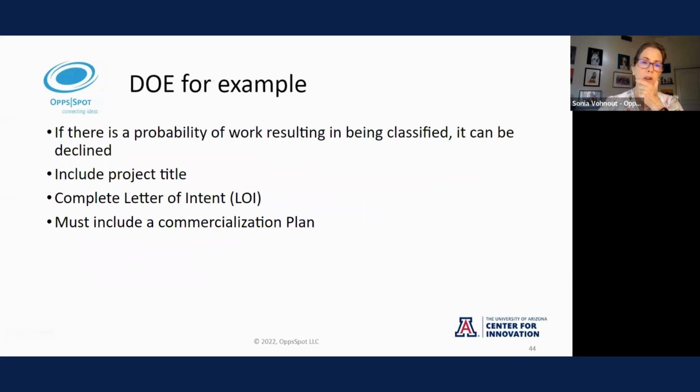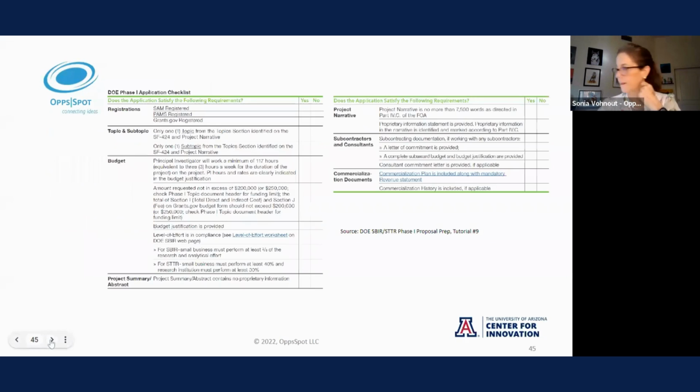So for the DOE, you're going to have to include your project title, a letter of intent, and a commercialization plan for phase 1 of up to 4 pages. And for the fast track, I believe I said it was 15. Next slide. All right, did we lose anybody, or are we holding on?